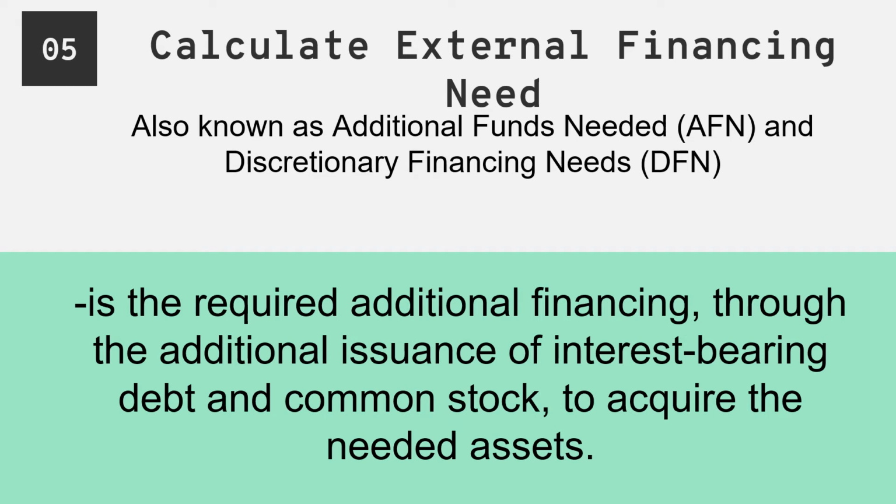Number 5, calculating external financing need, also known as additional funds needed, EFN, and discretionary financing needs. But what is EFN? It is the required additional financing through the additional issuance of interest-bearing debt and common stock to acquire the needed assets.